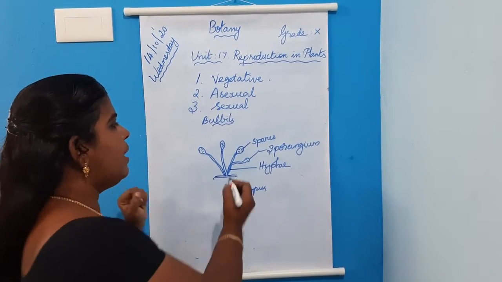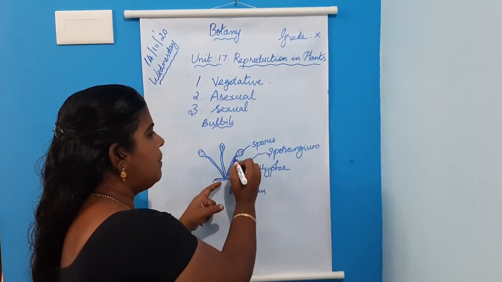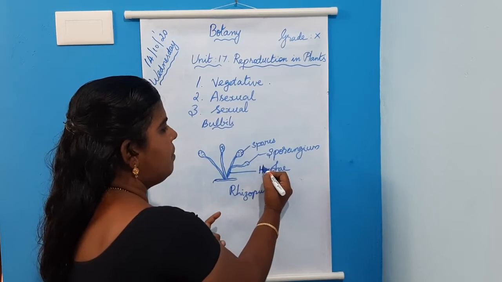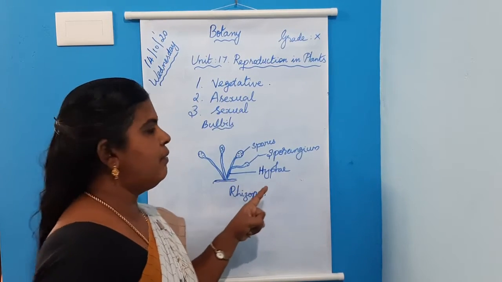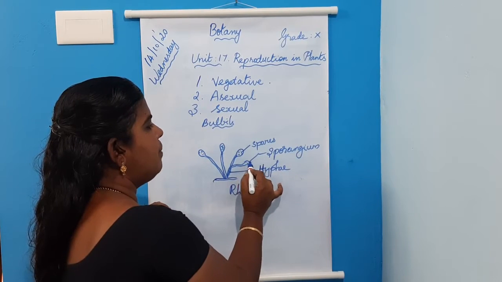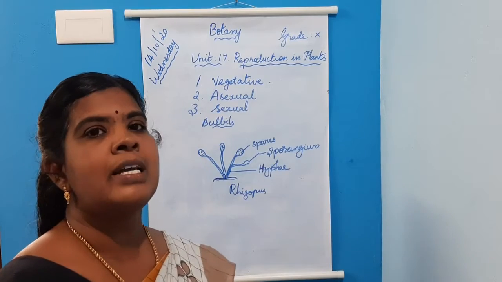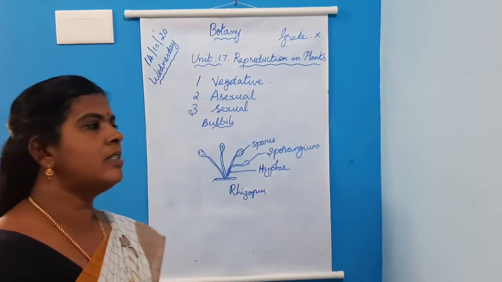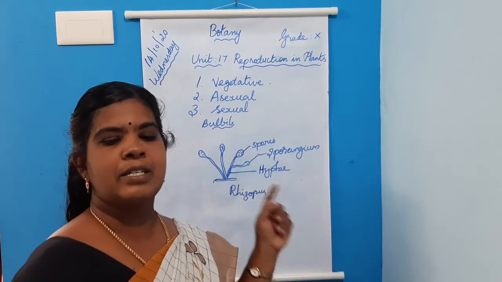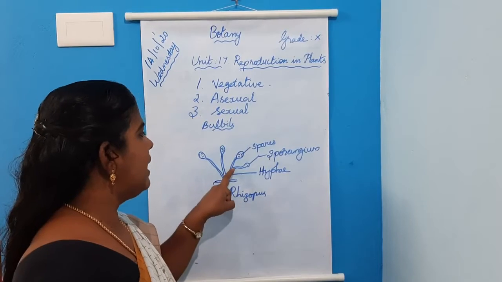The plant body is called the mycelium. It is made up of filamentous structure called hyphae. At the time of asexual reproduction, these hyphae bear the spore bearing structures called sporangium. The sporangium encloses the spores. The spore bearing structure sporangium develops from the fungal hyphae.